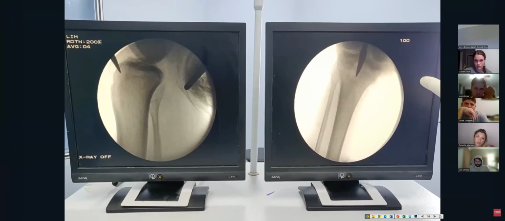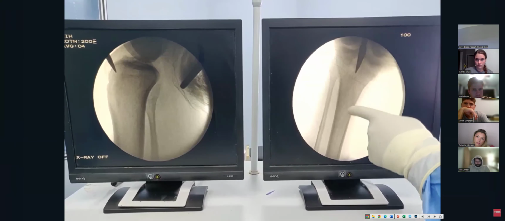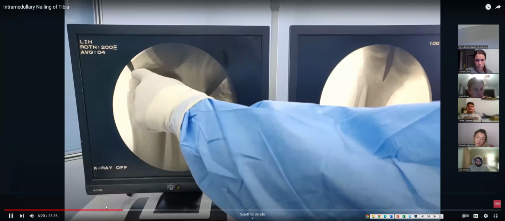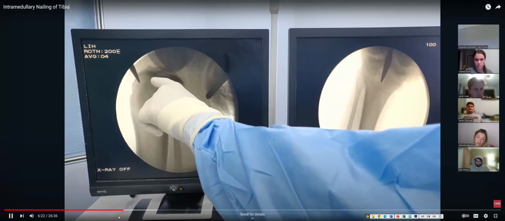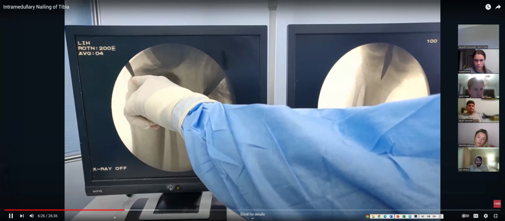So I have checked my entry point on AP. Looks pretty good. Just lateral, bang in the center here. Here on lateral, I talked about the slope. I try to be below this corner because I'm worried about meniscus. So this is a good entry point.